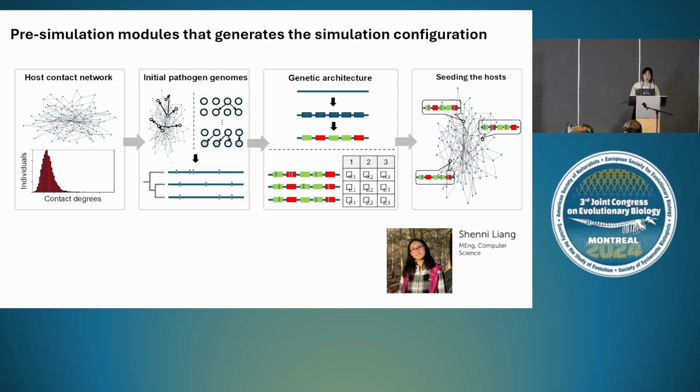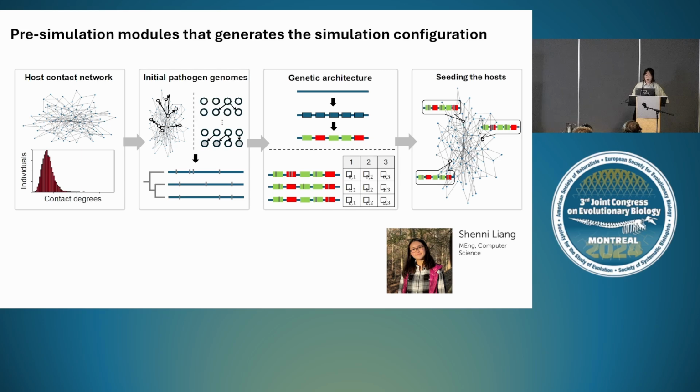In the first module, we generate a host contact network, which is based on some random graph model, or users can also input their own contact network based on the real data they want to study. We have many very simple or classic network models, for example, Erdős-Rényi graph or Barabási-Albert graph.